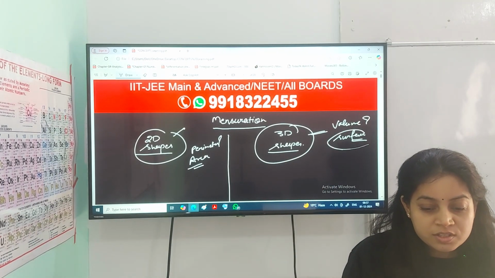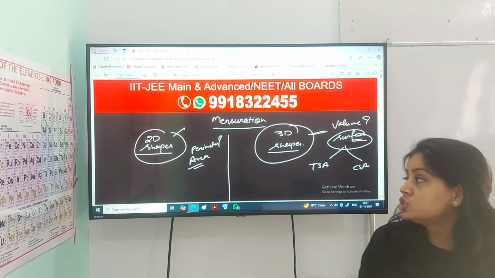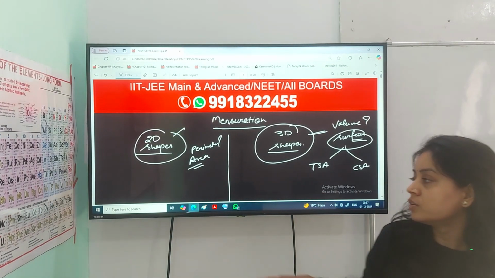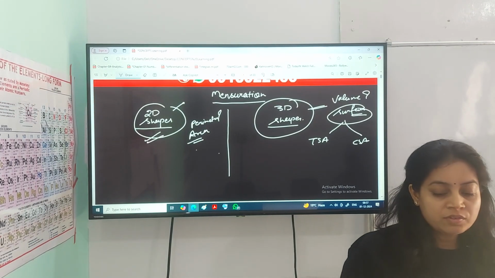So in surface area, we have two terms, TSA and CSA. That means total surface area and the curved surface area. That I will explain in the next topic, 3D shapes. Okay, so we will start with the 2D shapes.